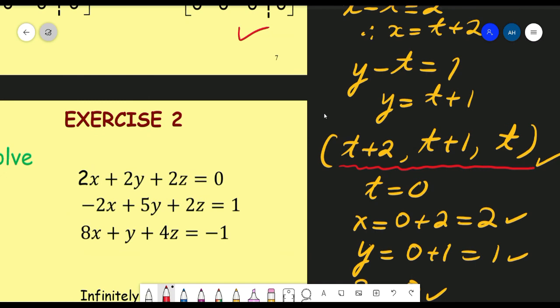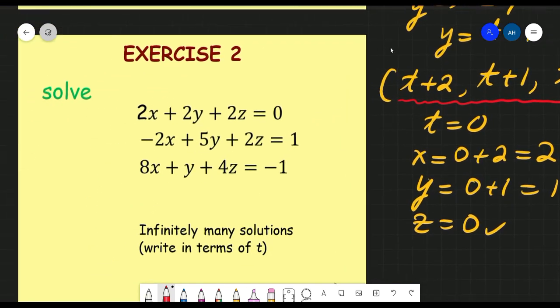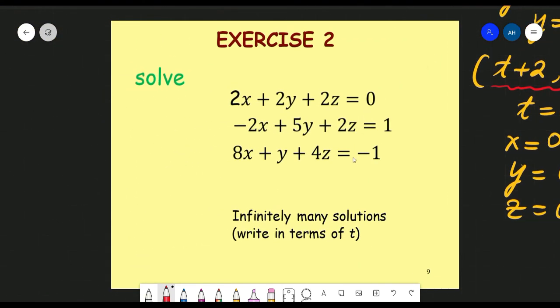And also, I give you another example here, exercise number 2. In this case, the solution will be infinitely many solutions. This is the system of linear equations. We have three equations and three unknowns. Hope you try that and see how you come about writing the solution for this one.